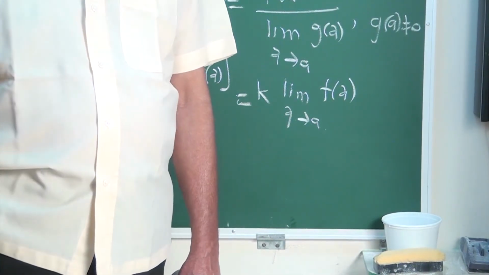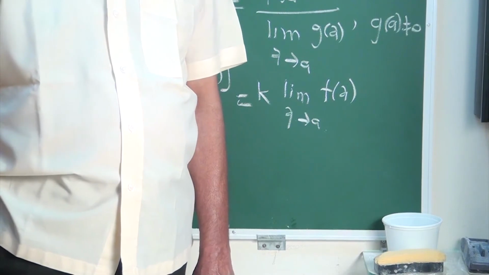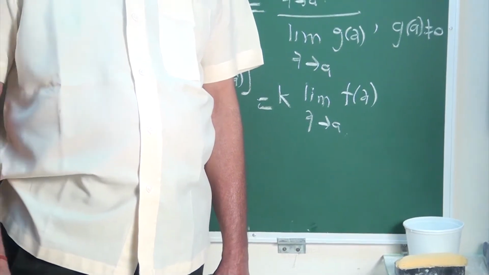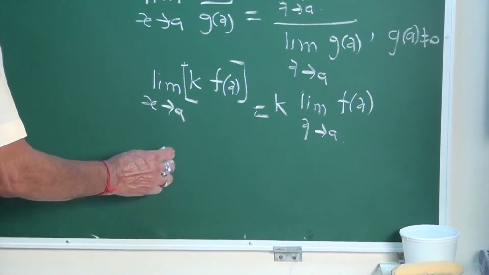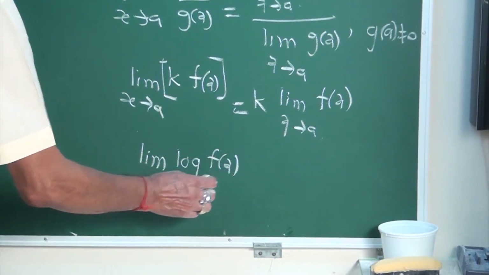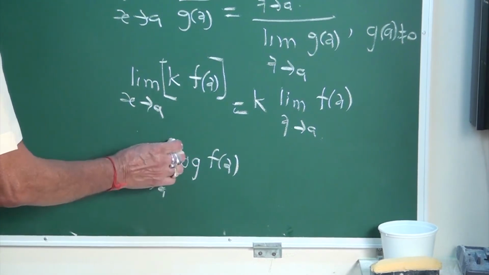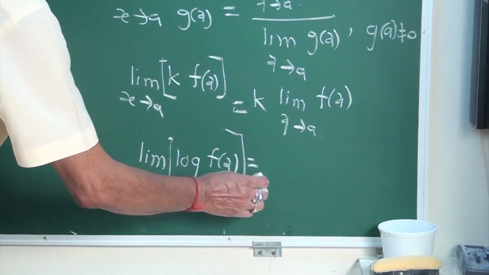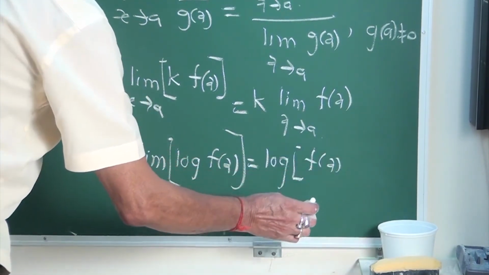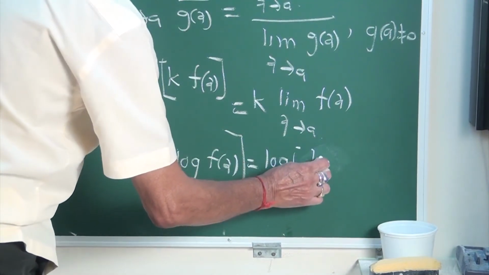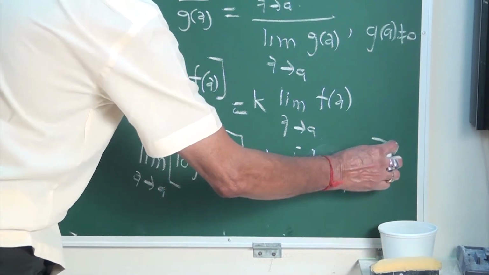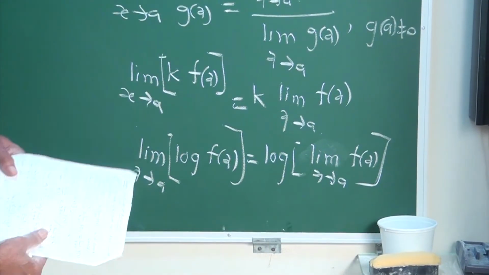Limit of log of a function: limit of log f(x) as x tends to a is the same as log of limit of f(x) as x tends to a. Limit of log of limit, my friend. This is very rarely used, but these others are very useful.